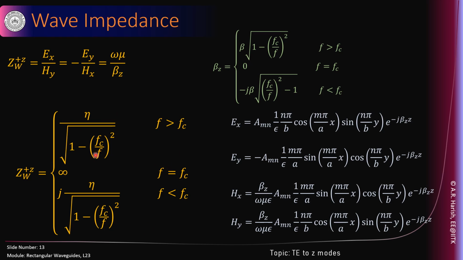For f equal to fc, the impedance is infinity, no propagation possible, nothing goes in. For f greater than fc, impedance is greater than eta. Eta is the intrinsic impedance of the medium that is filling the guide. But when f is less than fc, impedance is purely imaginary, but it is inductive in nature. So in case of a TE10 mode, when the operating frequency is less than the cutoff frequency, the wave impedance is inductive in nature. This is an interesting result.